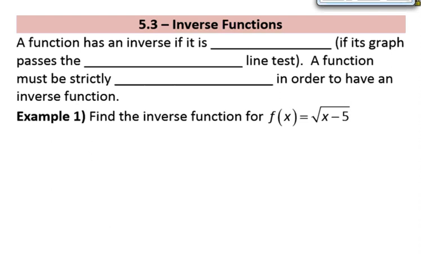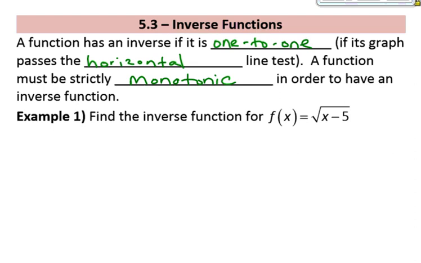A function has an inverse if it is one-to-one. In other words, if it's a graph, it passes both the vertical line test and the horizontal line test. So one-to-one means the graph passes the horizontal line test as well. A function must be strictly monotonic, and monotonic means strictly increasing or decreasing, in order to have an inverse function. Okay? So we're going to first just get practice in finding the inverse function, and then we'll look at the derivative.